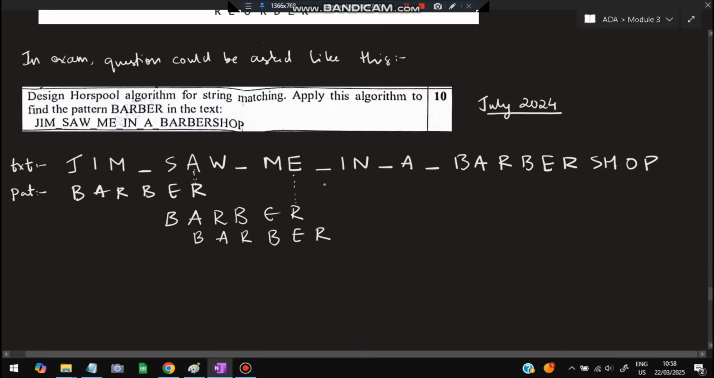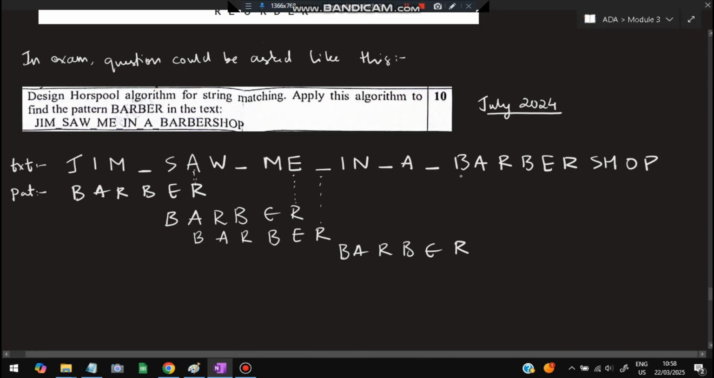Now the element which is present here is the space, and space is compared with R. Space and R, is it same or not? Space and R, it is not same. And second criteria, is space present in these elements? No, it's not present. So when space is not present in these elements, shift the whole thing from here. So BARBER will be starting from here. B A R B E R.